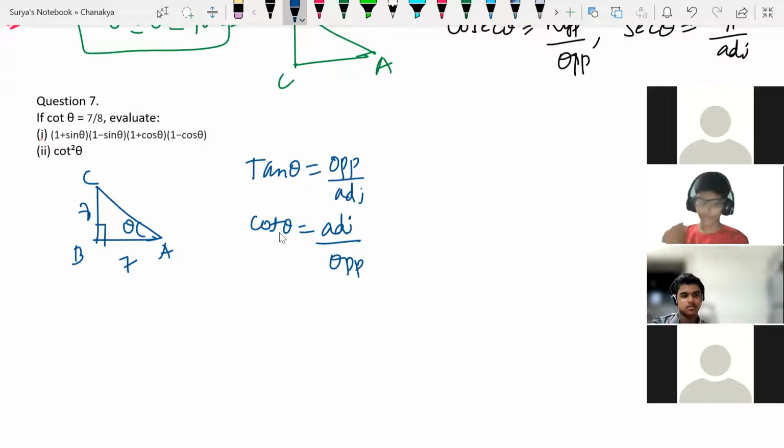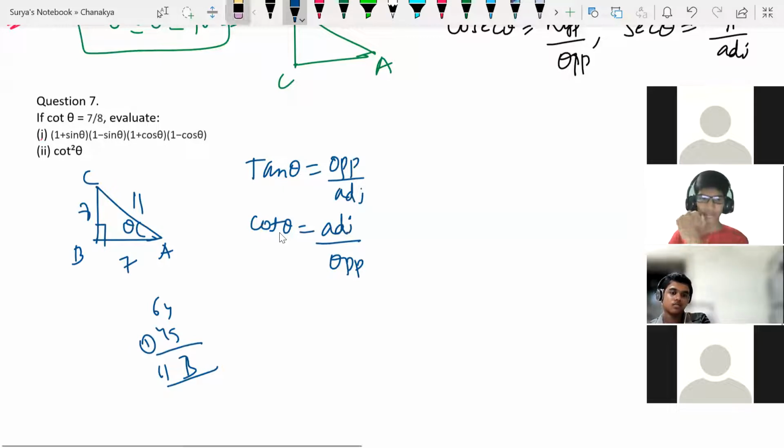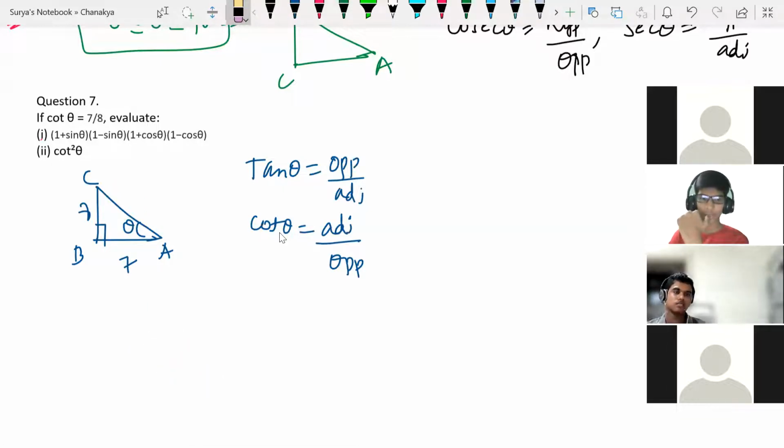8 square plus 7 square. 64 plus 49. 113. Yes or no? Huh? No, sir, we have to keep it as root 113. Yes. So root 113 we are getting this. Right? So in that case, sine theta would be 8 by root 113.